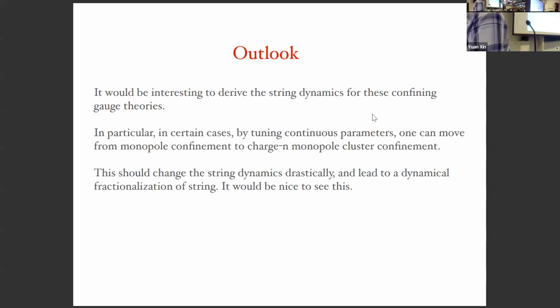But in particular, in certain cases, by tuning certain continuous parameters, for example in the Fermi-Mills theory, by tuning the theta angle, you can go from monopole-induced confinement to magnetic bion-induced confinement. And throughout this process, the string between these external probes must fractionate. I think it would be very interesting to see this visually or analytically. That's all I want to say. Thank you.